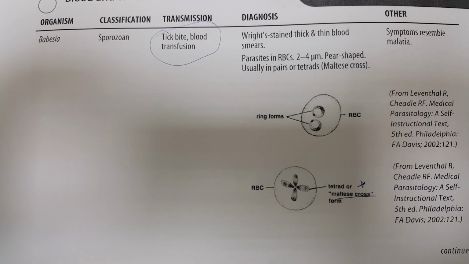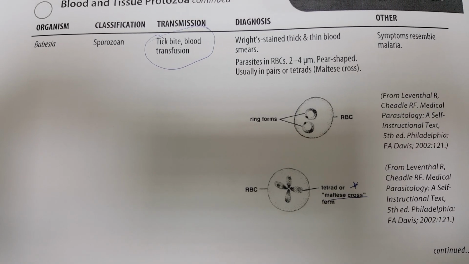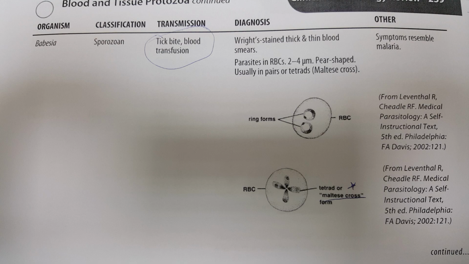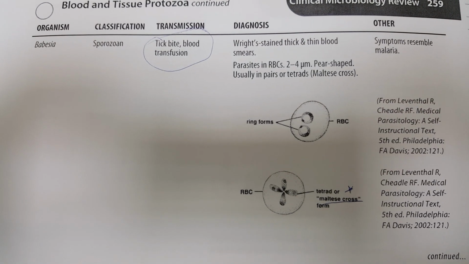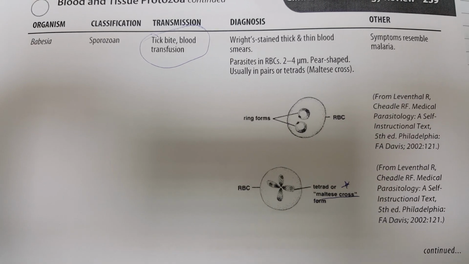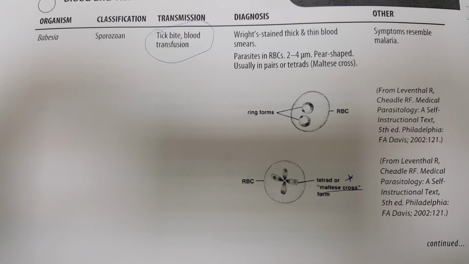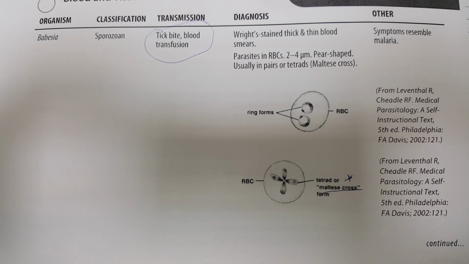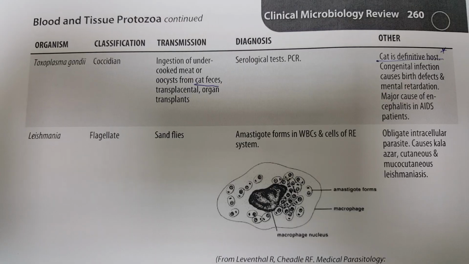Babesia is also a sporozoan, and its transmission is through tick bite or blood transfusion, and Wright stain, thick and thin, just like malaria, is used, and the symptoms resemble malaria. If you see the parasite in the RBC, it's the ring form, and the tetrad or Maltese cross form is also observed in this case, which differentiates it from malaria.